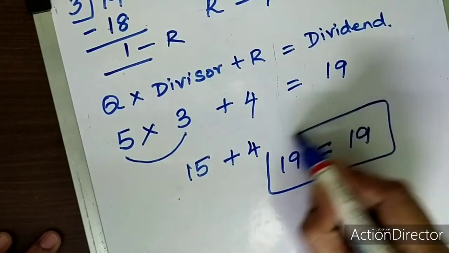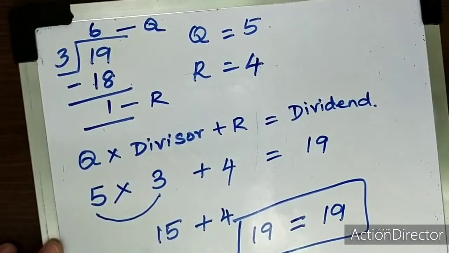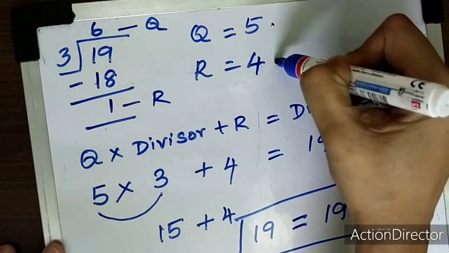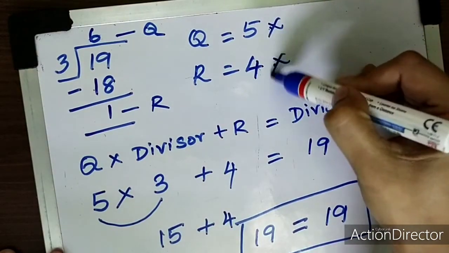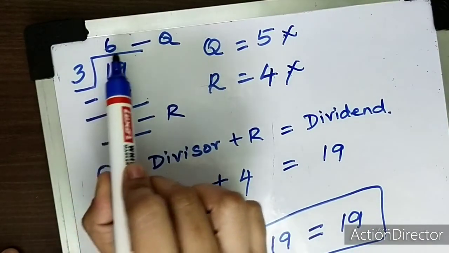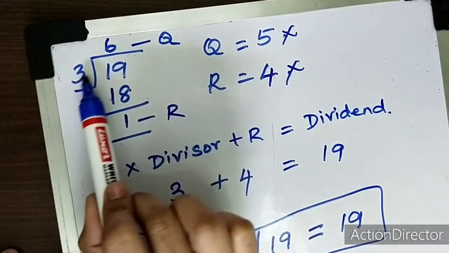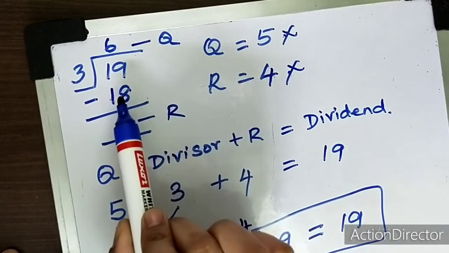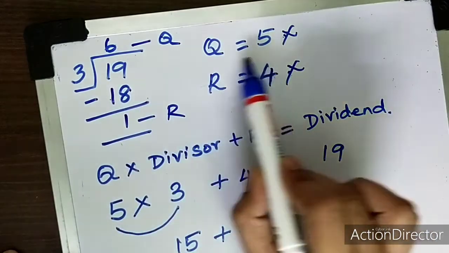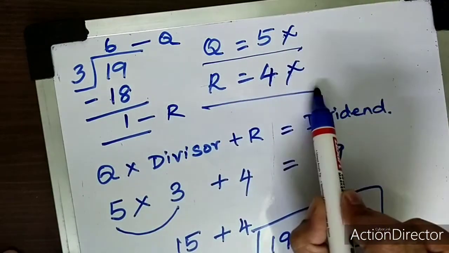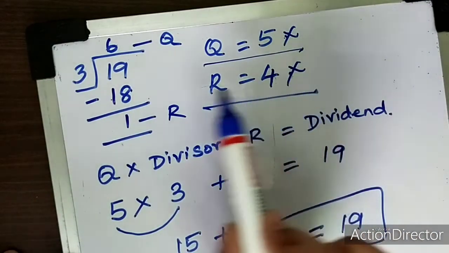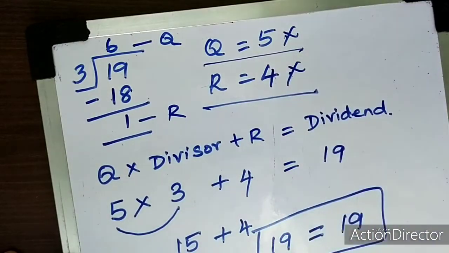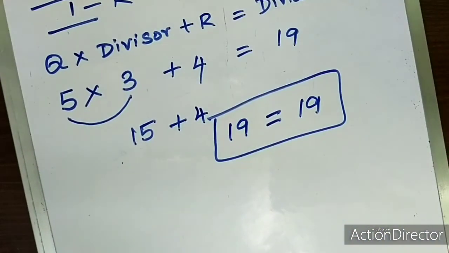It satisfies the rule, but the quotient and remainder are wrong. Why? Because the quotient should be 6. 3 sixes are 18, but 3 fives will be 15. 15 should not come there. So the quotient is wrong and the remainder is also wrong. Why is the remainder wrong? Always the remainder should be a smaller number than the divisor. So both quotient and remainder are wrong here. This is how you check with the answer and do the sum.